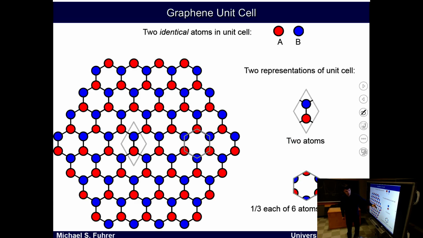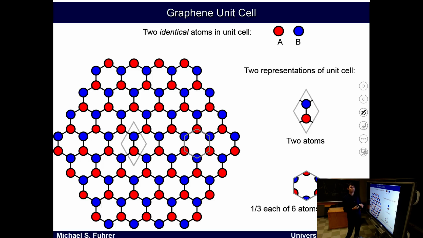You can also define a unit cell to be a hexagon. That also works. You can fill this entire space with hexagons. And in this case, you can also see that it's 2 atoms per cell, because if you count the red atoms and the blue atoms, each belonging to 3 hexagons, and there are 6 of them. So the number of atoms per cell like this is also 2. 1/3 of each atom for 6 atoms.